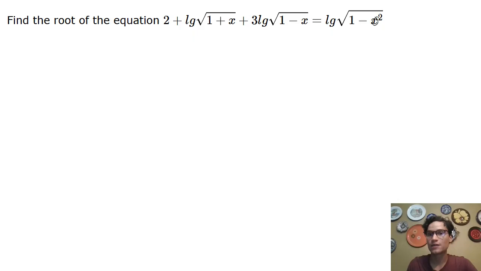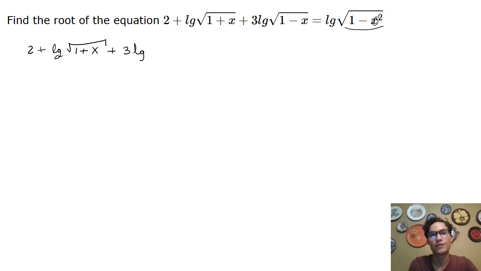We have to find the root of it, so we have to find the value of x. And the first thing we can do is to express this using the properties of the logarithms as the sum of two logarithms, because this is a difference of two squares. So let's do that first, and the left side of the equation remains the same without any change.